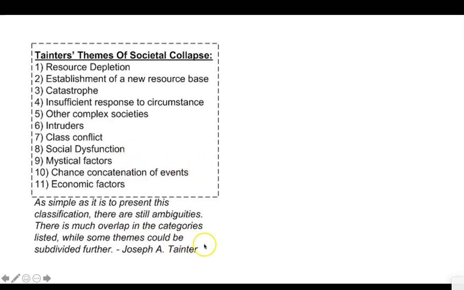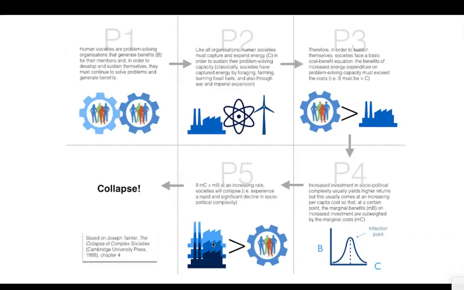And he even says, as simple as it is to present this classification, there are still ambiguities. There is much overlap in the categories listed, while some of the themes could be subdivided even further. This is one kind of look at his collapse. I'll just leave this here for those of you who want to look at the PowerPoint on your own.